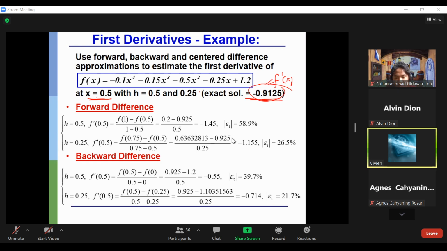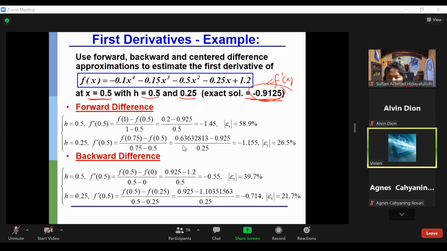And here we want to compare with using different interval lengths. The first one is h value of 0.5, and the second is an h value of 0.25. First, we are going to use the forward difference. Forward means that to calculate at that point, we connect that point with the point after.